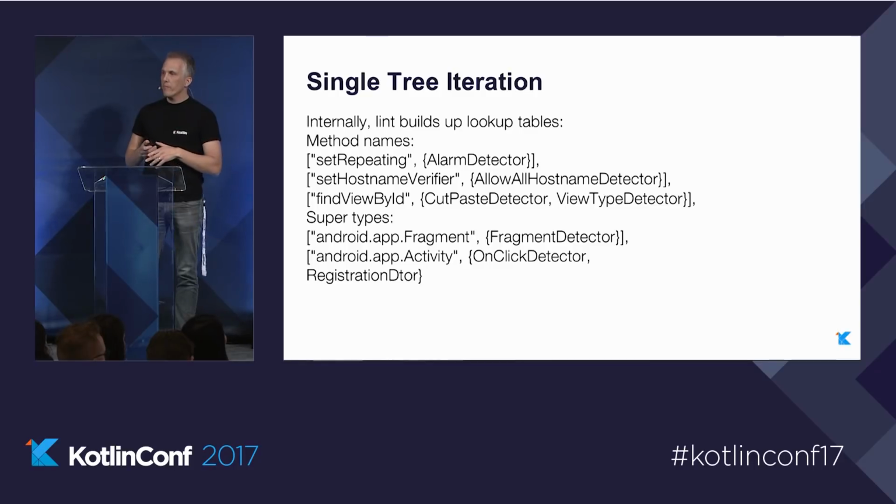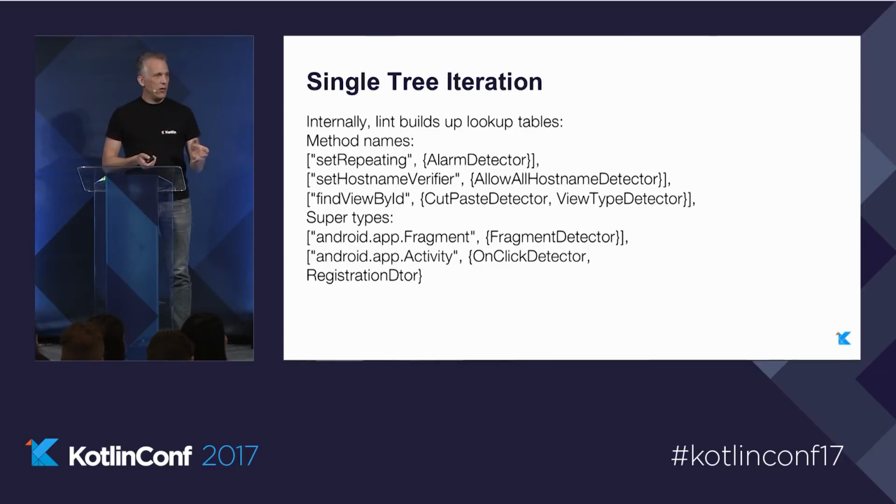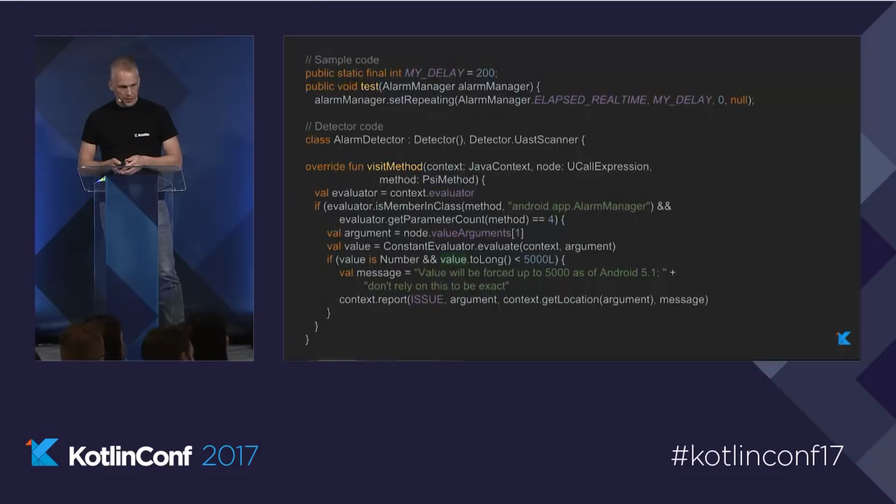And this is how lint works quickly: it builds up this lookup table up front, from all the methods to the corresponding interested detectors. And then it can do a single iteration through the code base, just dispatching to the right detectors.